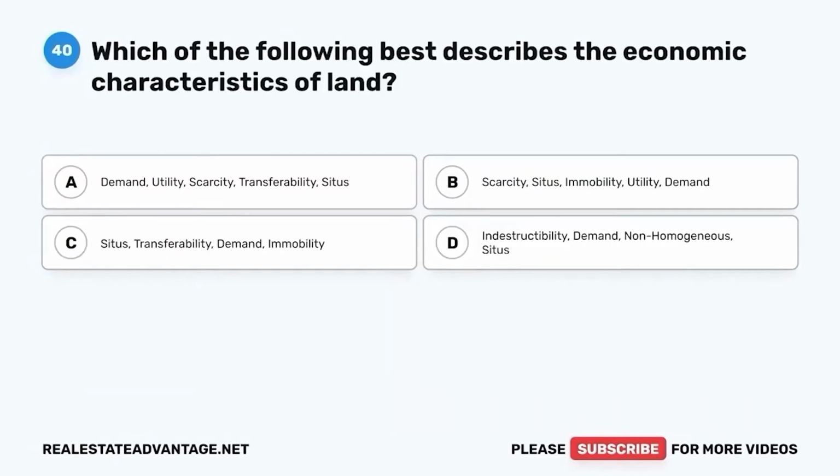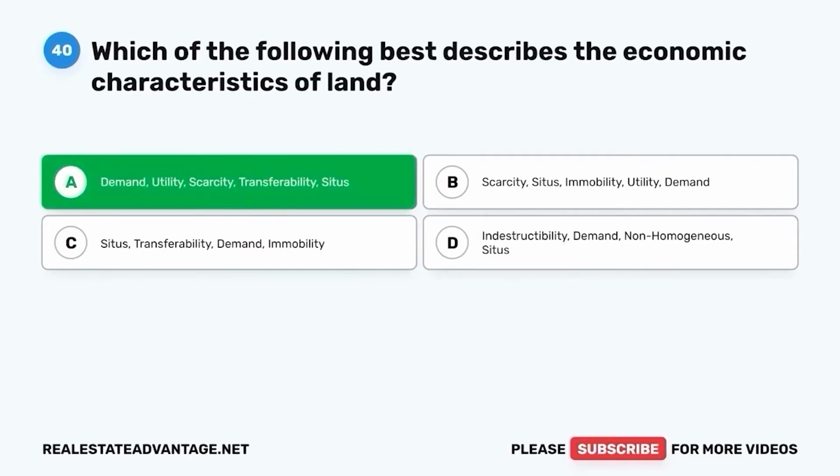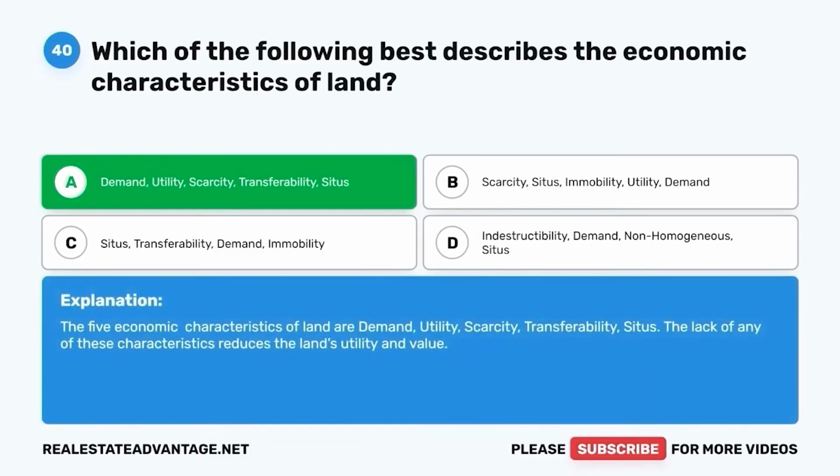Question 40. Which of the following best describes the economic characteristics of land? A. Demand, utility, scarcity, transferability, situs. B. Scarcity, situs, immobility, utility, demand. C. Situs, transferability, demand, immobility. D. Indestructibility, demand, non-homogeneous, situs. The correct answer is A, demand, utility, scarcity, transferability, situs. The 5 economic characteristics of land are demand, utility, scarcity, transferability, situs. The lack of any of these characteristics reduces the land's utility and value.